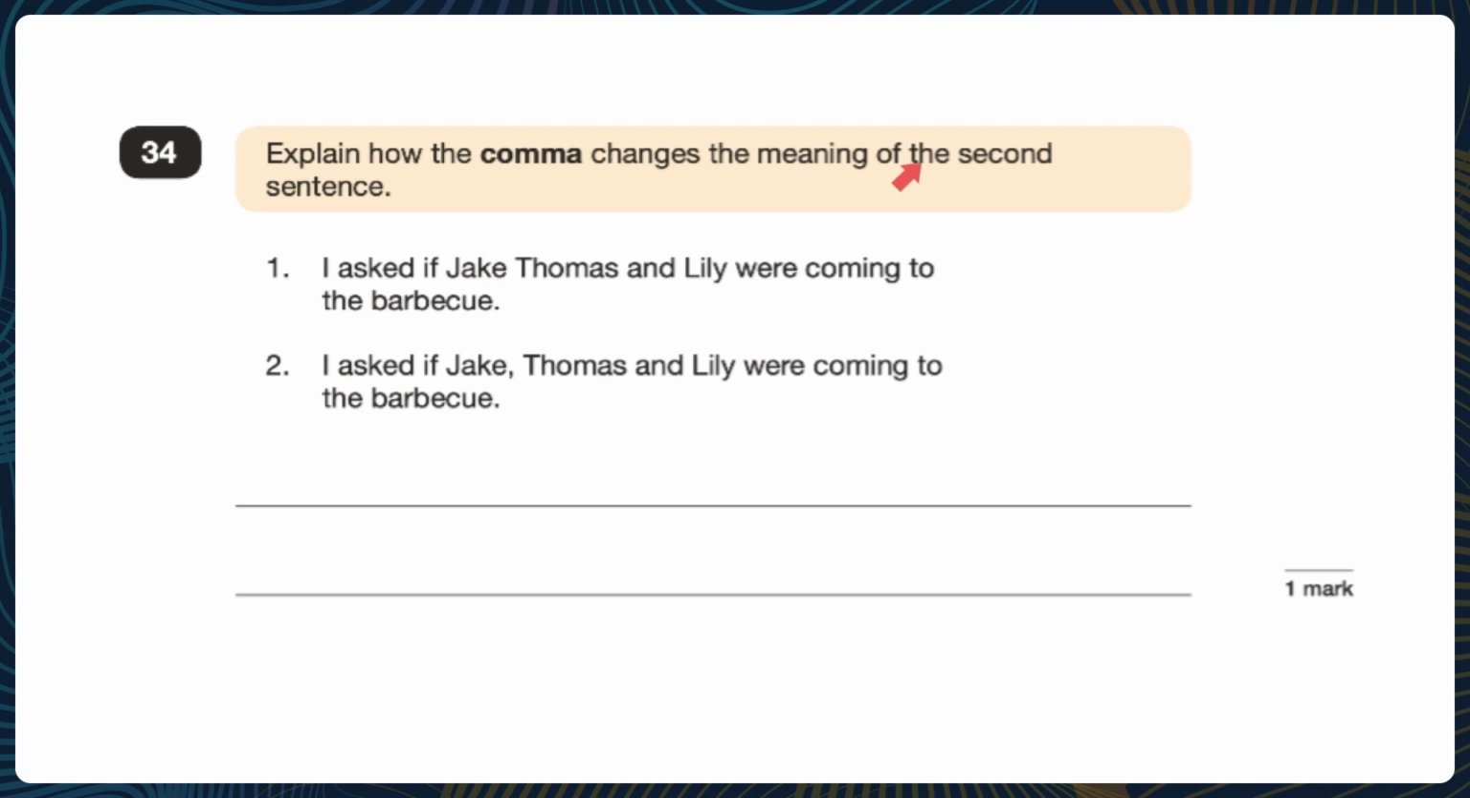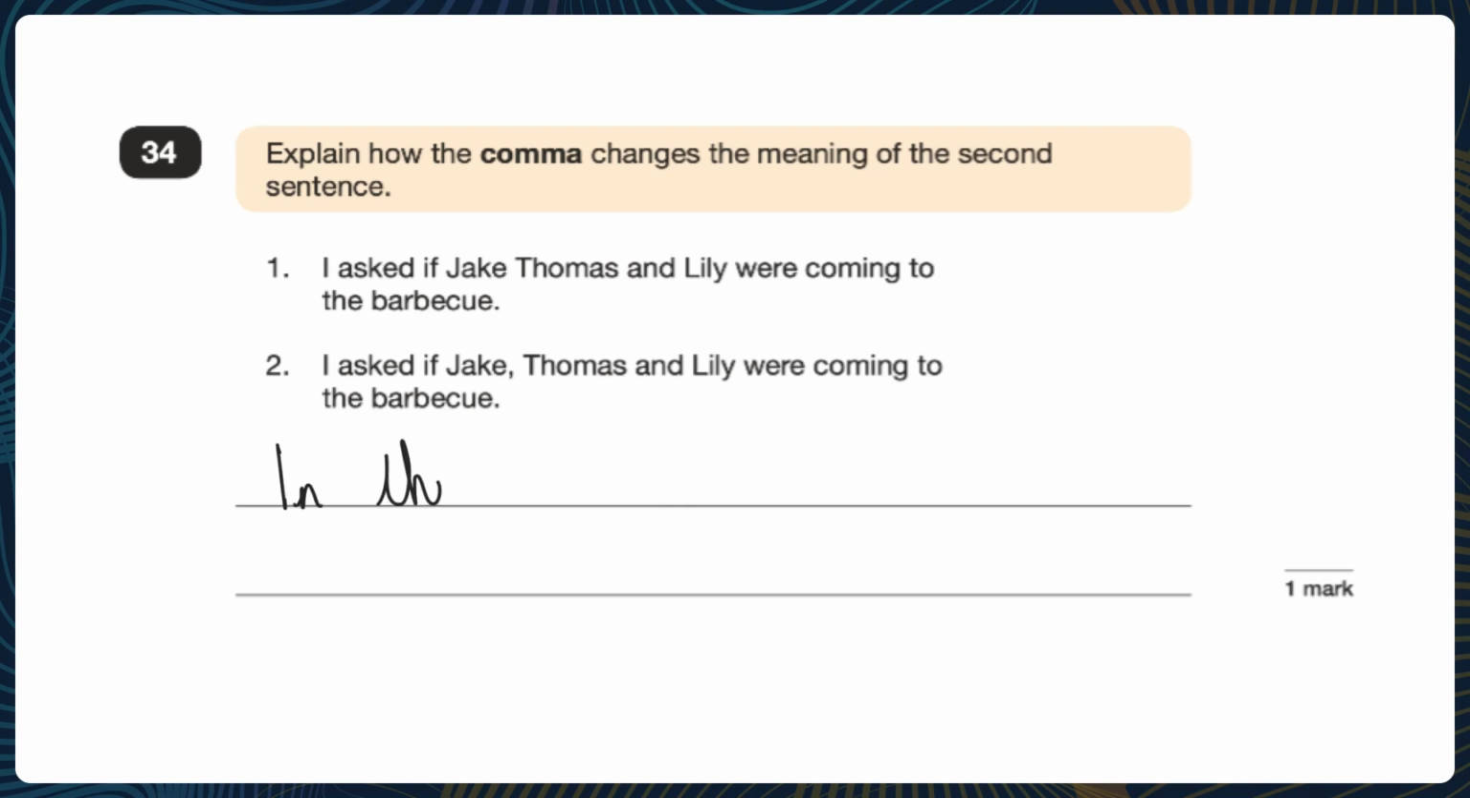So explain how the comma changes the meaning of the second sentence. When we're writing, it's really important to do what the question's asking, which is to explain how the second sentence has changed. So I asked if Jake, Thomas, Lily, and Lily were coming to the barbecue. And then the second one, I asked if Jake, Thomas, and Lily were coming to the barbecue. In essence, any answer that tells us that there are 3 children in the second sentence is exactly the right answer.